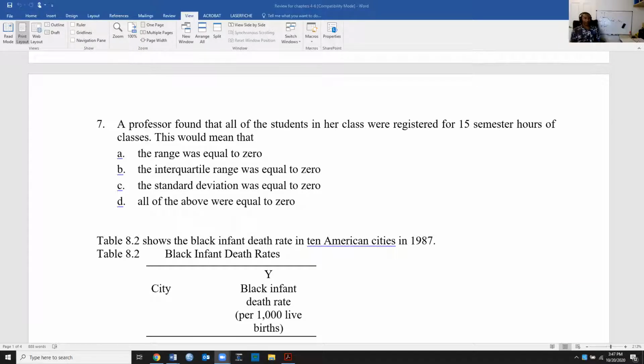Because think about the range. The range is the difference between the highest and the lowest score. Well, the highest score is 15, the lowest score is 15, right? 15 minus 15 gives you 0. Interquartile range, well, both Q3 and Q1 are going to be 15, so that's also going to be 0. Standard deviation is going to be 0 as well. So the answer is yes, D, all of the above would be equal to 0. Good.